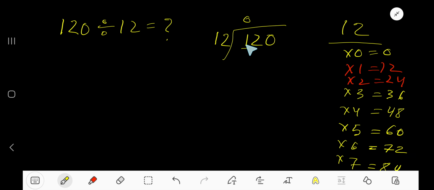0 times, because our current dividend 1 is less than 12. So 0 times 12 gives you 0. Subtract 1. Bring down the next digit.